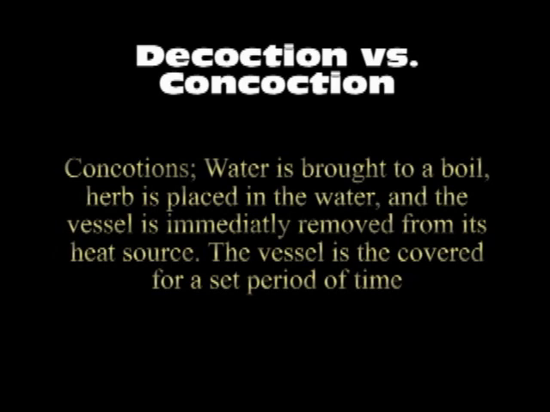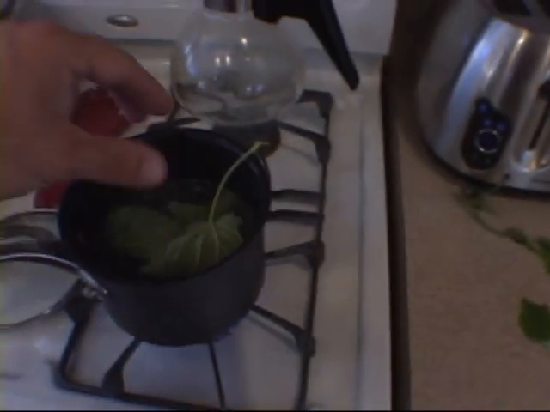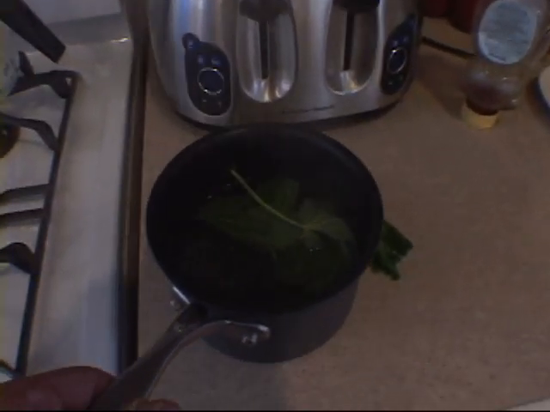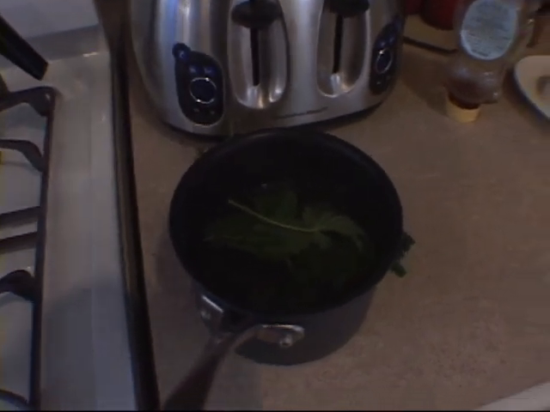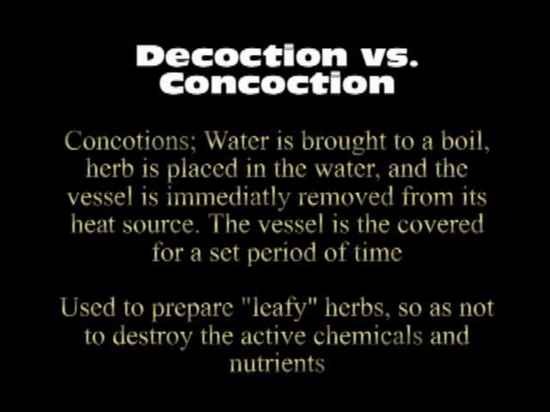With concoctions, the water is brought to a boil and is then removed from the heat source, and the herb is immediately added. The cooking vessel is then covered, and the herb is allowed to sit in the water until it cools, at which point it is ready for consumption and can be heated or chilled to taste. Generally speaking, any leafy herb is prepared this way, so the nutrients and chemicals therein are not destroyed by excessive heat.